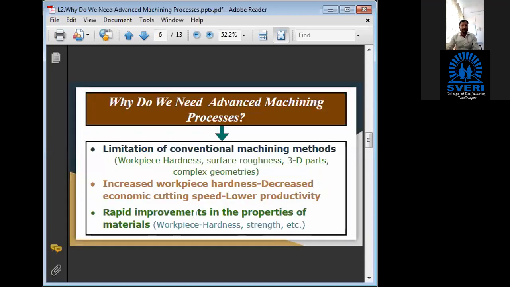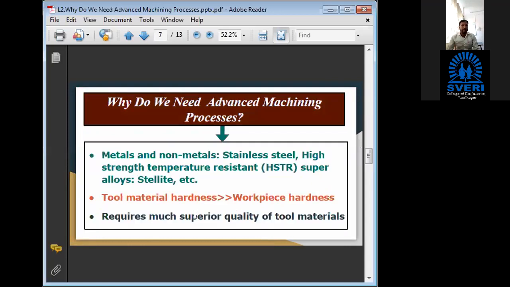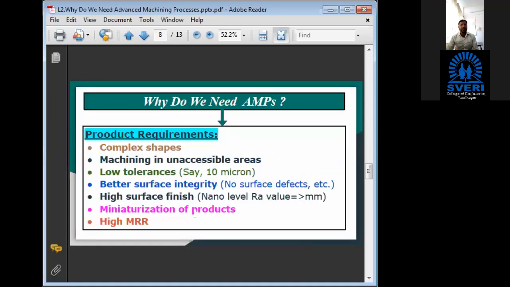Then we saw some limitations of conventional machining processes, and how to overcome the problem of those limitations. The answer was the advanced machining process. Now coming to today's point, I'm continuing with why we need advanced machining processes. The remaining part we are going to see now.